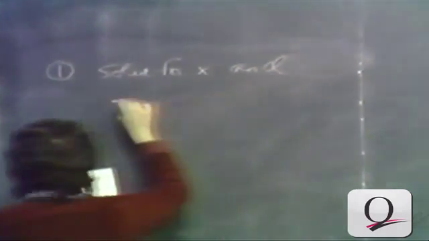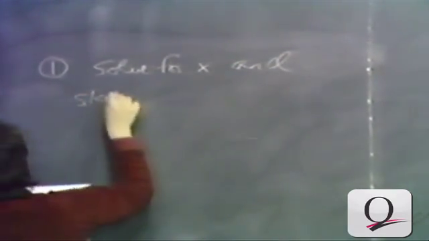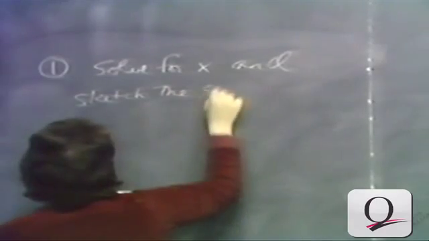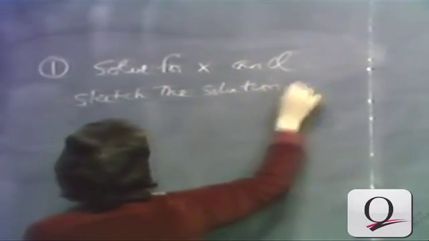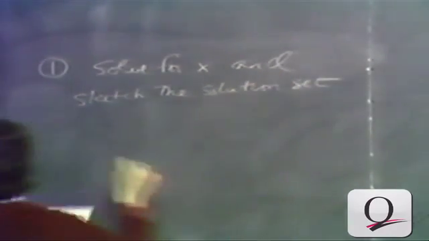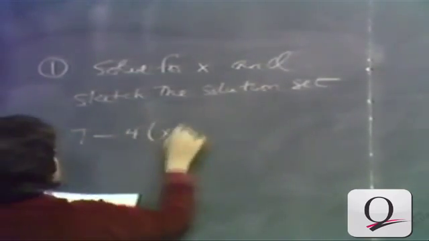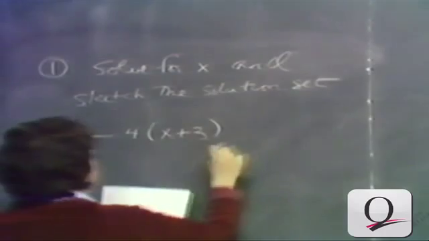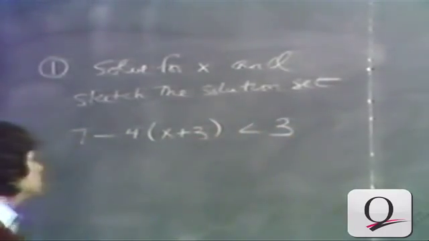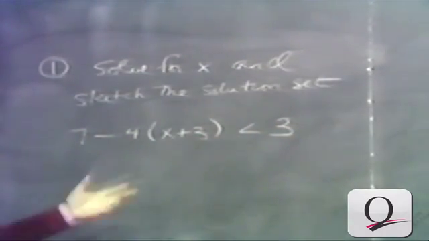First example, we would like to solve for x and also sketch the solution set. And the inequality is 7 minus 4 times (x plus 3) is less than 3. Now all this is a problem in inequalities.